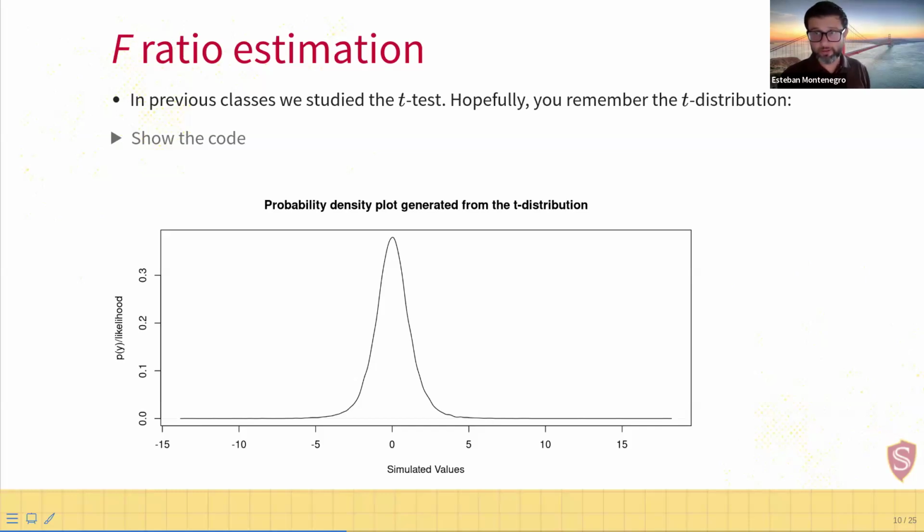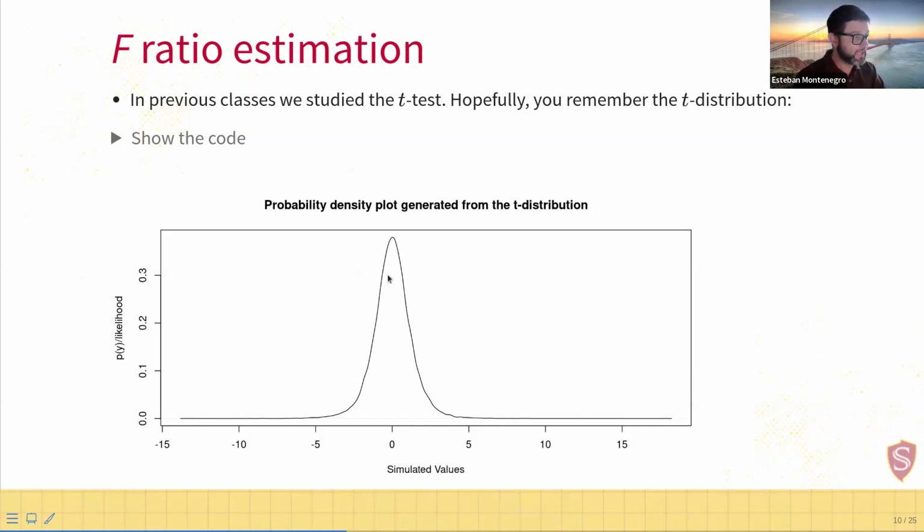In ANOVA and also in regression, we are going to use the F ratio, which translates into an F distribution, right? We love letters. I told you, R, T, F, letters are easier. F stands for Fisher. Sir Fisher was the guy who kind of coined or found the density for the F distribution, right? So that's why it's called F for Fisher.